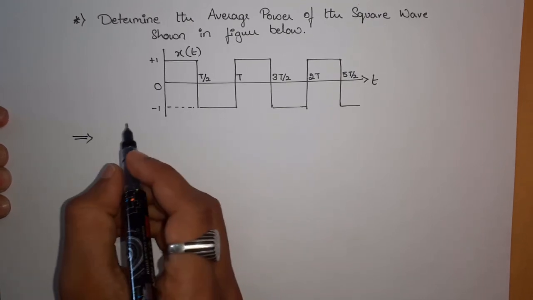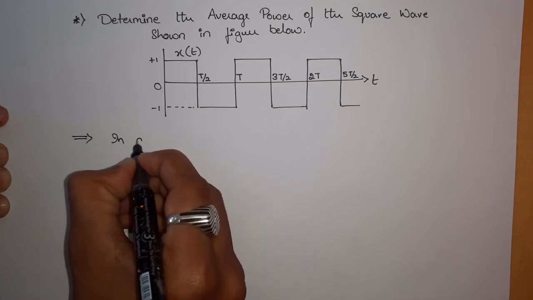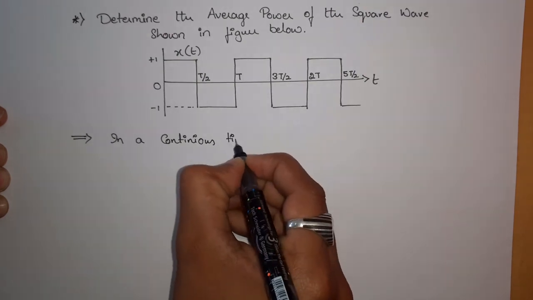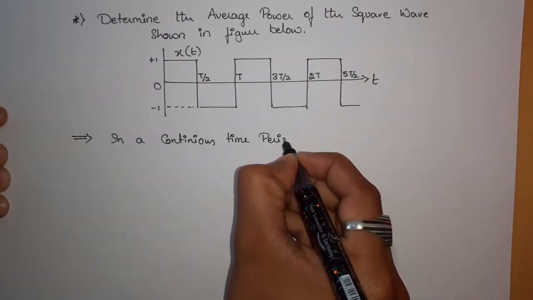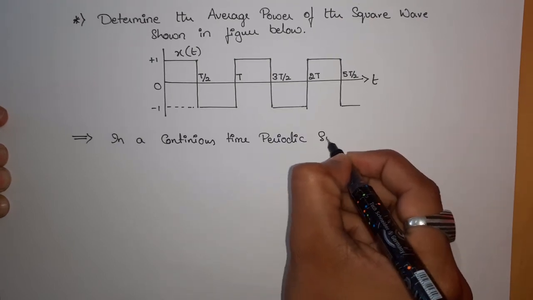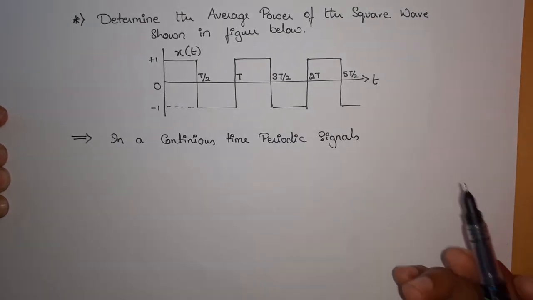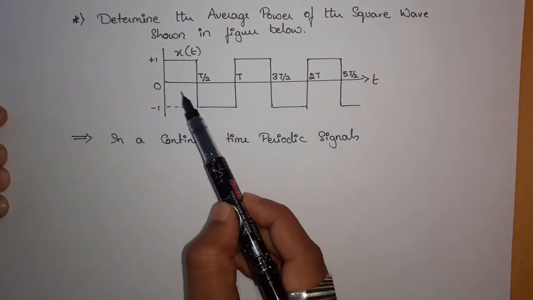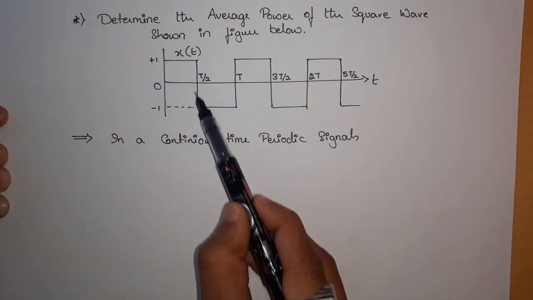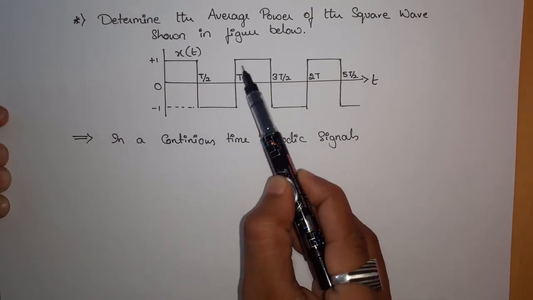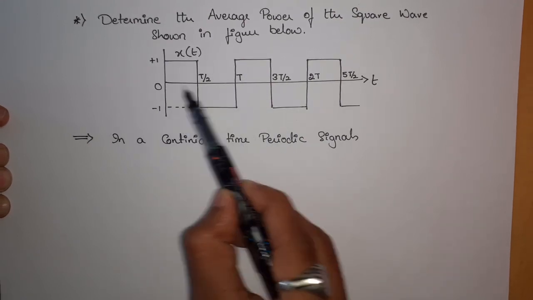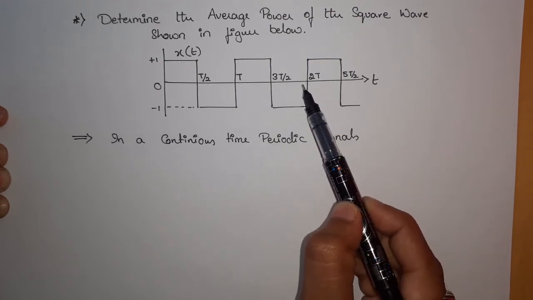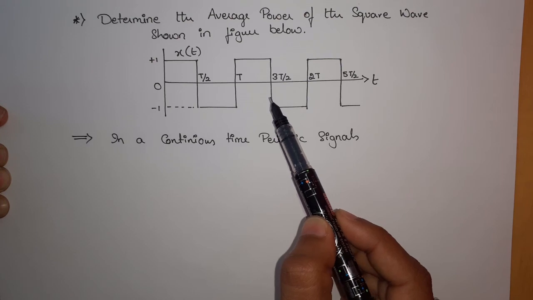In a continuous time signal, periodic signals, here we can see this signal is periodic with period T. This is one cycle, and the second cycle starts at T, and the same signal repeats after one full cycle. Therefore 0 to T and again at 2T. The cycle is repeating at a time interval T.